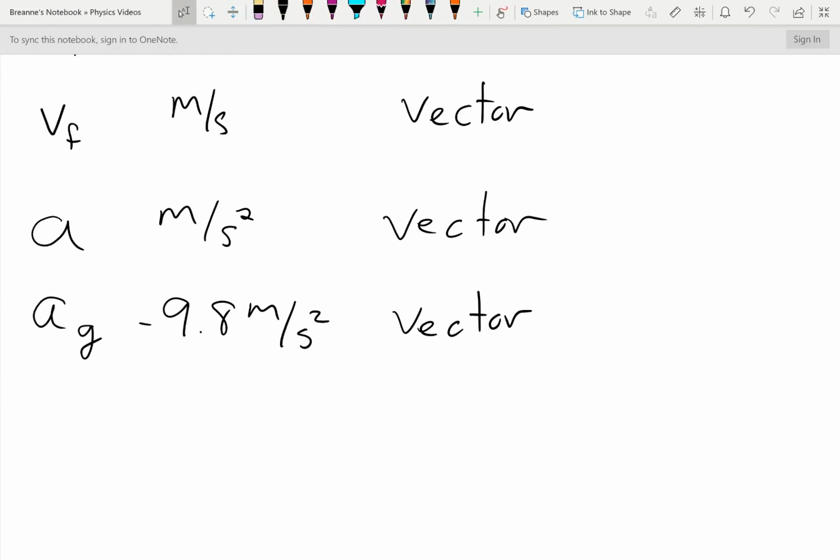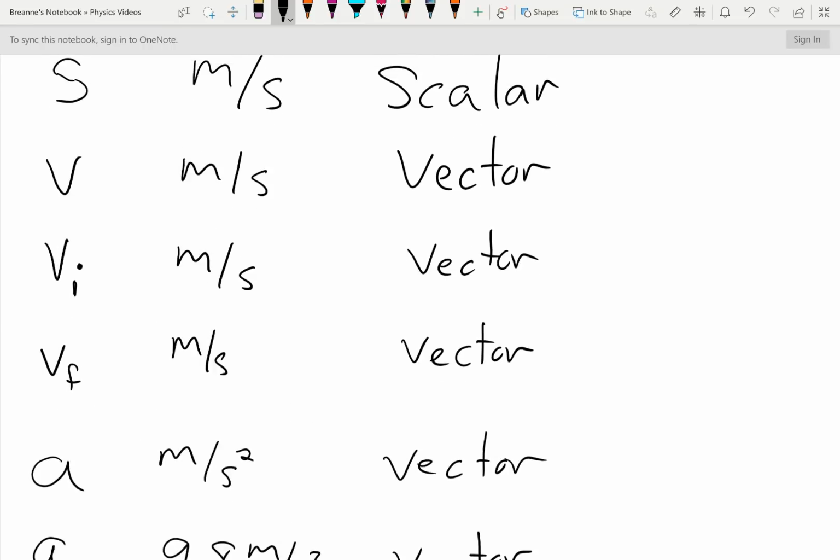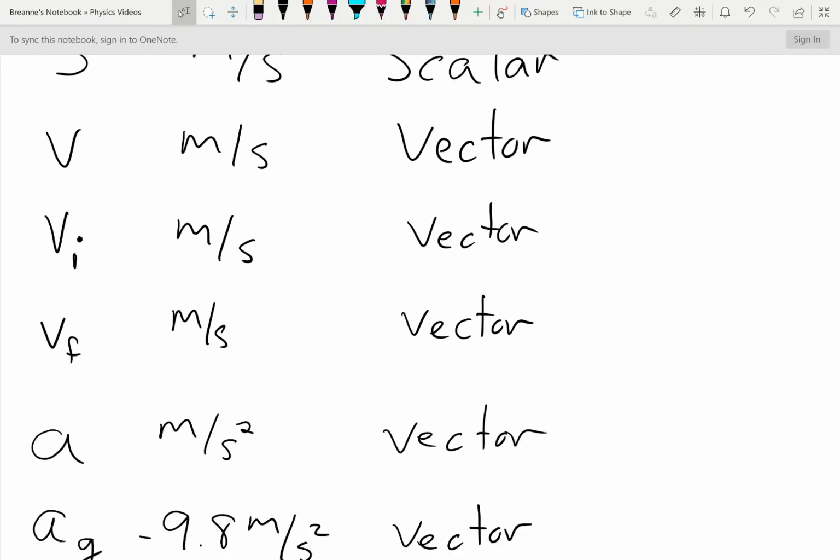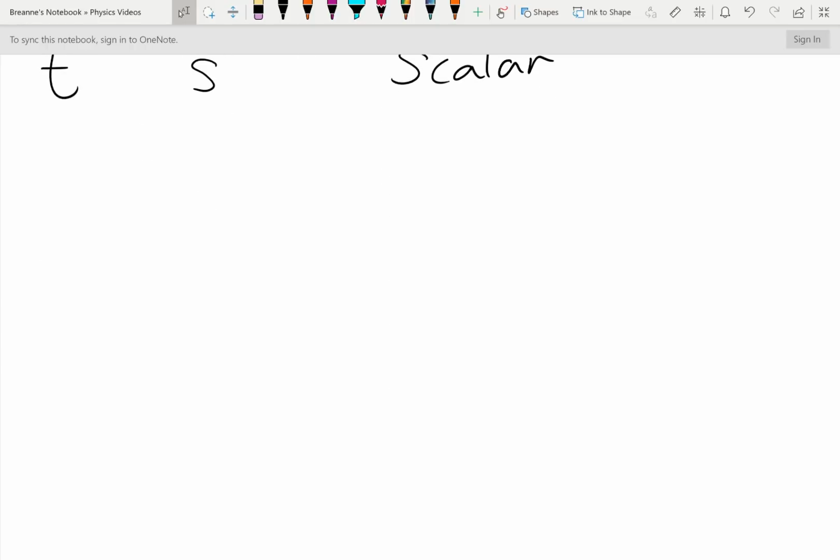Oh, there is one more. I forgot about time. Oh no. So time is represented with a t. It's measured in seconds, and it is a scalar. So there we go. That should be all we use if we're needing to do the GUESS method for these. These are all the variables that we should be using.